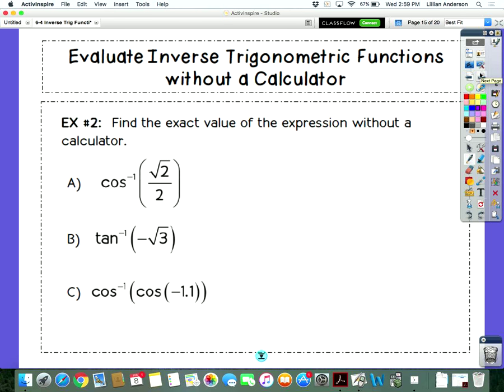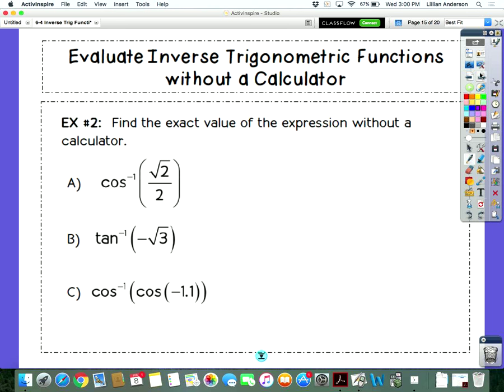Now without a calculator, this is where you have to know the circle, or at least the graph of their inverses. And when you're doing this, you basically are trying to figure out where on the graph of sine and cosine inverse is the square root of 2 over 2. If you need to flip back to the table where cosine was, that's fine, do that.